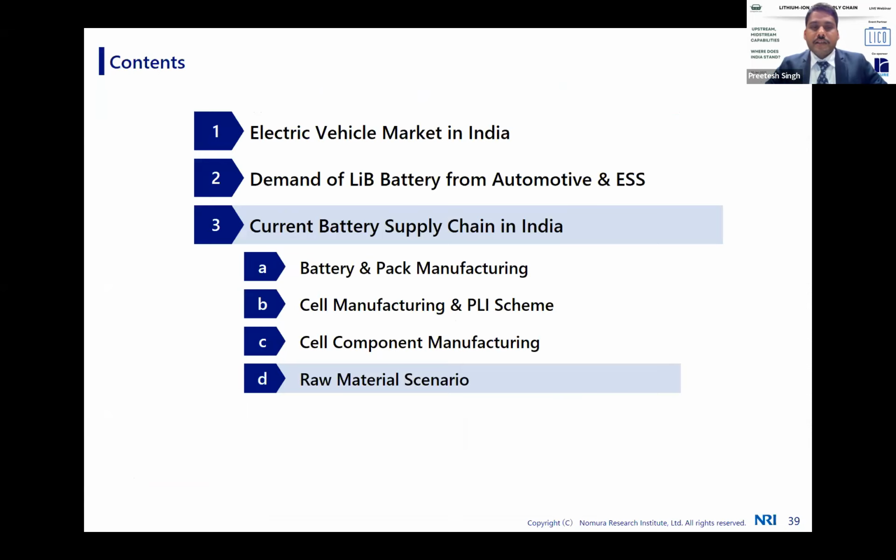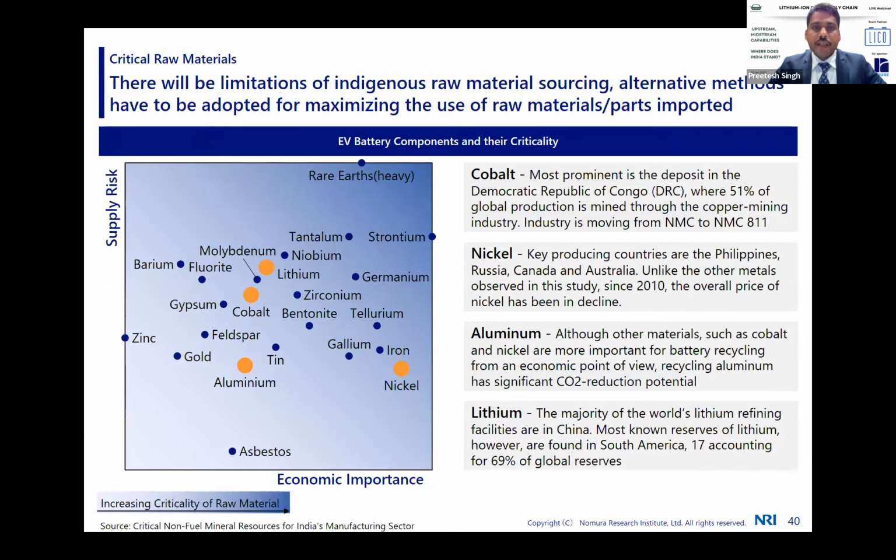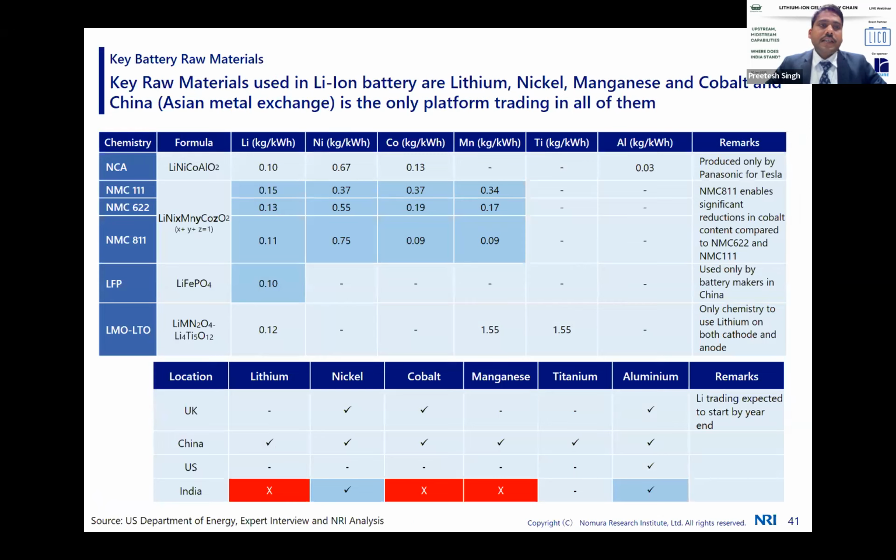And moving on, I will cover the raw material scenario in India. I think the majority of us are aware of it because Rahul and Utkarsh both covered this topic, so I'll briefly touch upon it. Cobalt, nickel, aluminum, lithium are the majority of the components which go into the lithium-ion battery. We concluded on LFP and NMC chemistry, so you have lithium, nickel, cobalt, and manganese. India is present only in nickel raw material, not in lithium, cobalt and manganese. So that's a very big challenge for us.